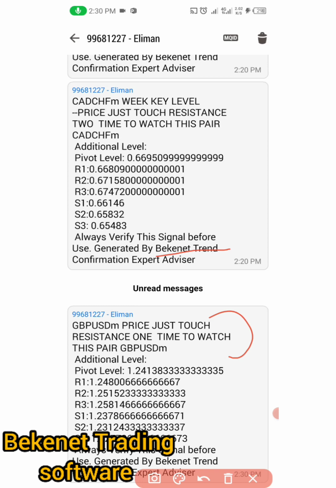You'll see me just stacking the market, it's just simple. I don't stress myself, you understand. The system has already been programmed to generate key levels for me. So whatever I do, I just wait for the signal to come, you understand.